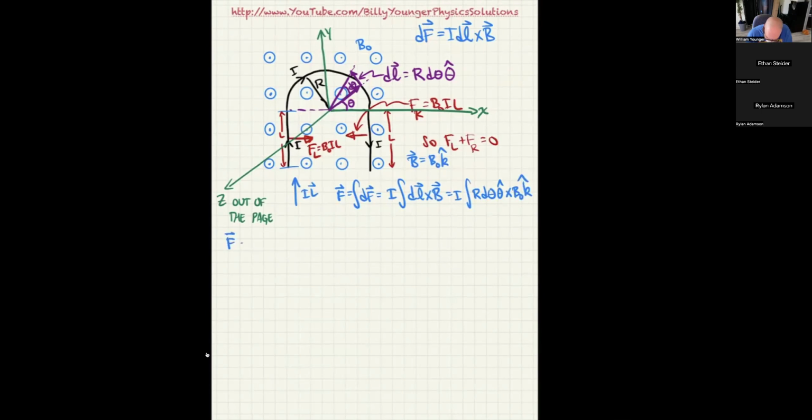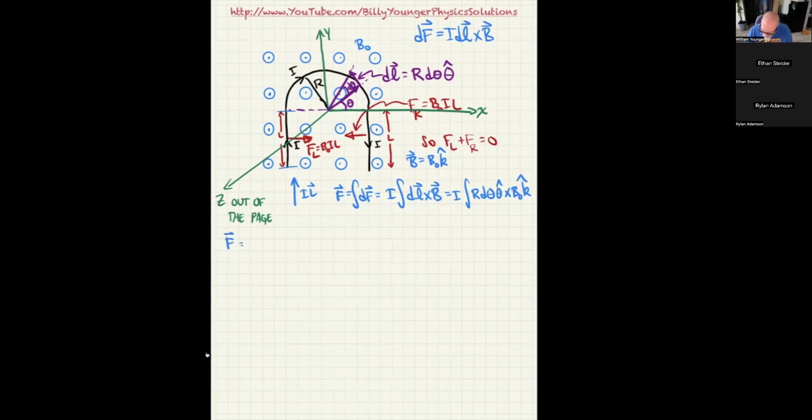Well, since the r is a constant and the B0 is a constant, I can pull that out in front. And since the cross product is what we call a linear operation, I can pull the B0, the d theta, and the r all out in front and just let the cross product do what it's supposed to do. So now I have I times B0 times r times the integral d theta of theta hat cross k hat.